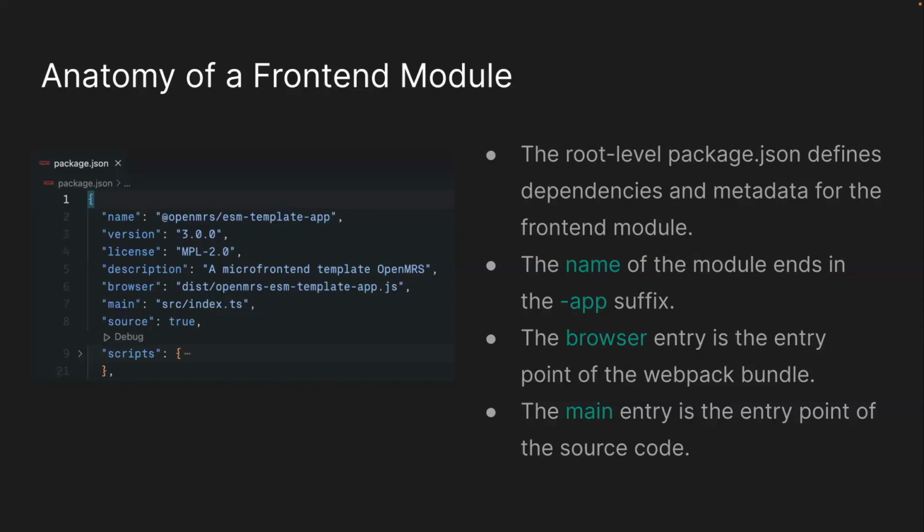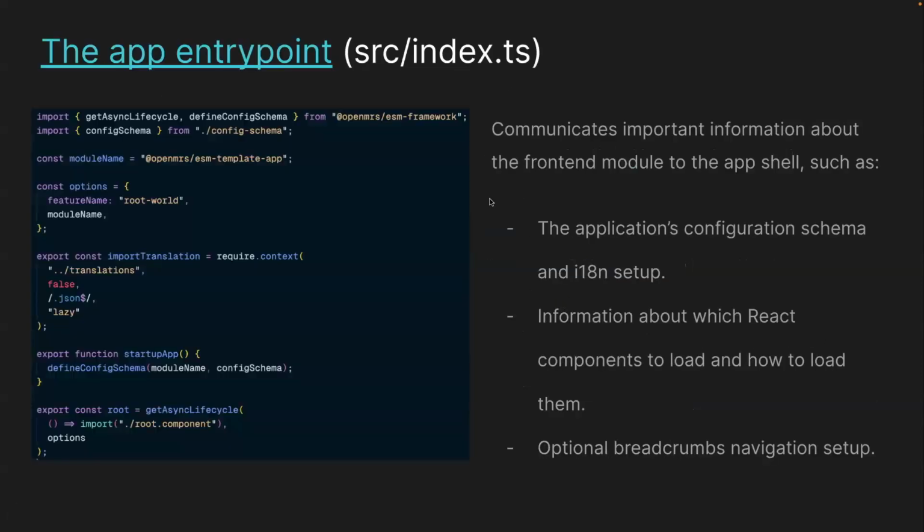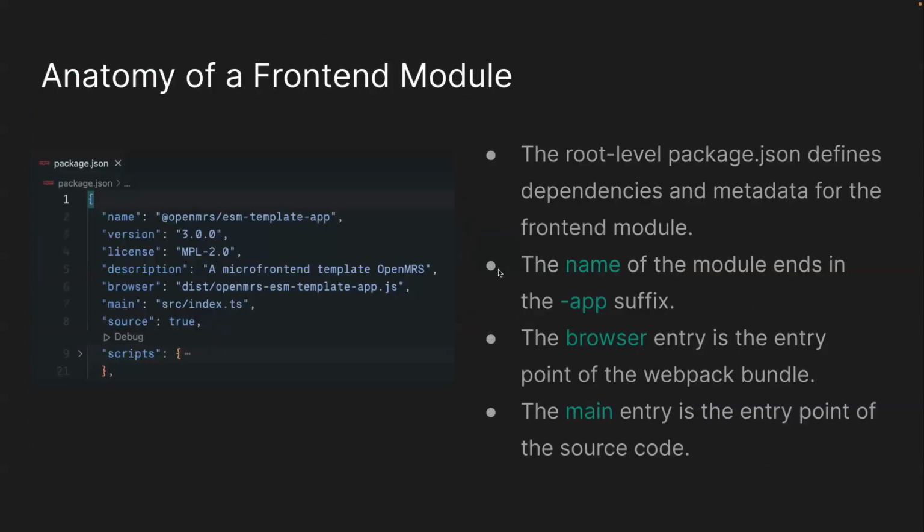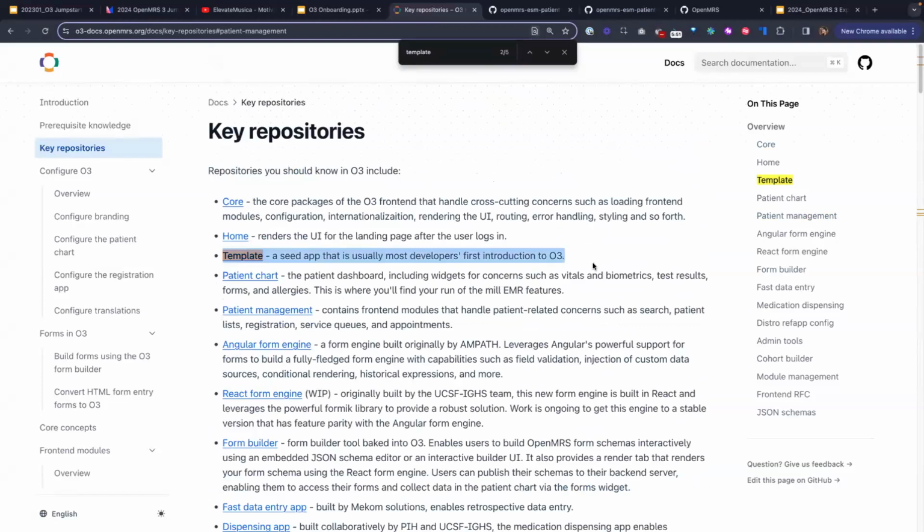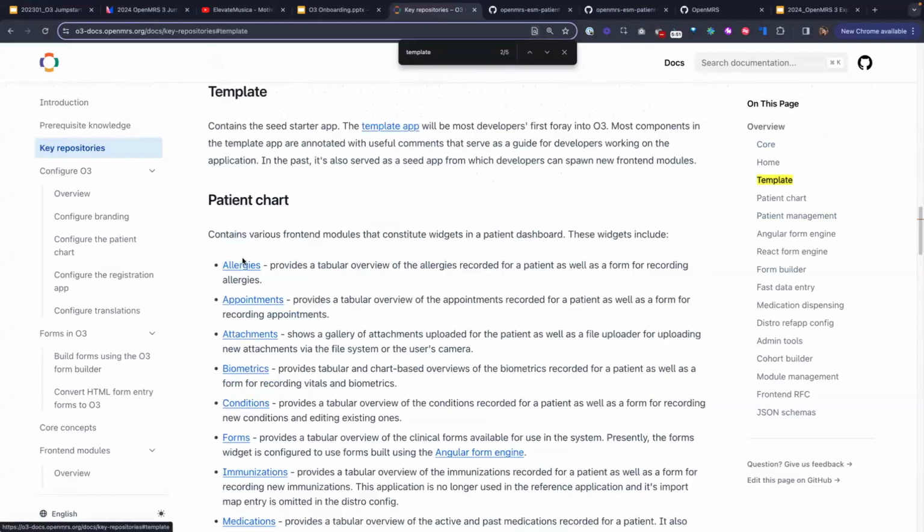Question in the chat: is the import map also JSON based? Yes, correct. The name of the module always ends with the app suffix. The browser entry is the entry point into the Webpack bundle. We are really trying to leverage browser-based tooling as much as we can. Source index.ts, you can explore in the template app a bit more. So this one is a seed app. That's usually most developers' first introduction to O3.